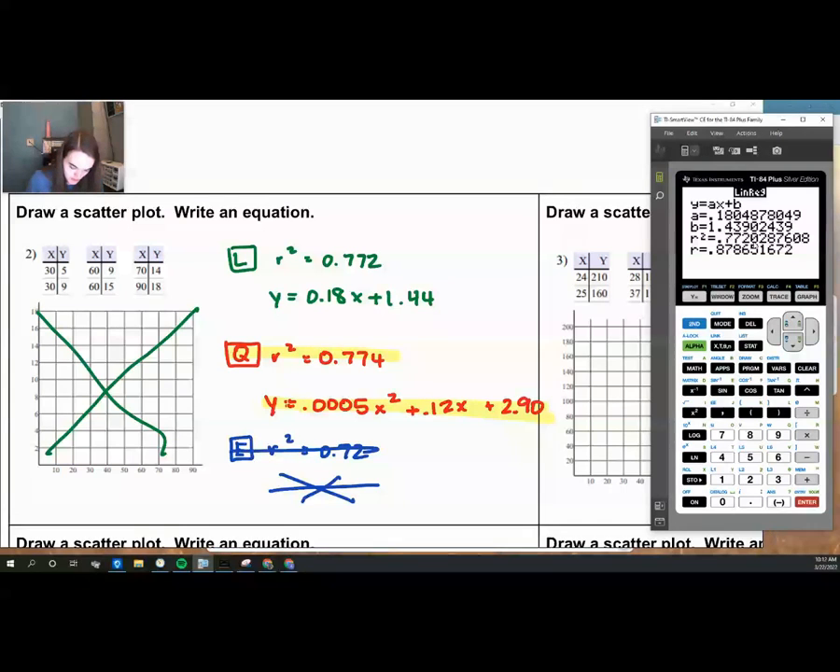This is the answer that you would put in. This is not the answer. So this one is quadratic. The equation is 0.0005 x squared plus 0.12x plus 2.90. And you will place that in your quadratic envelope. Okay? Now let's move to the right.